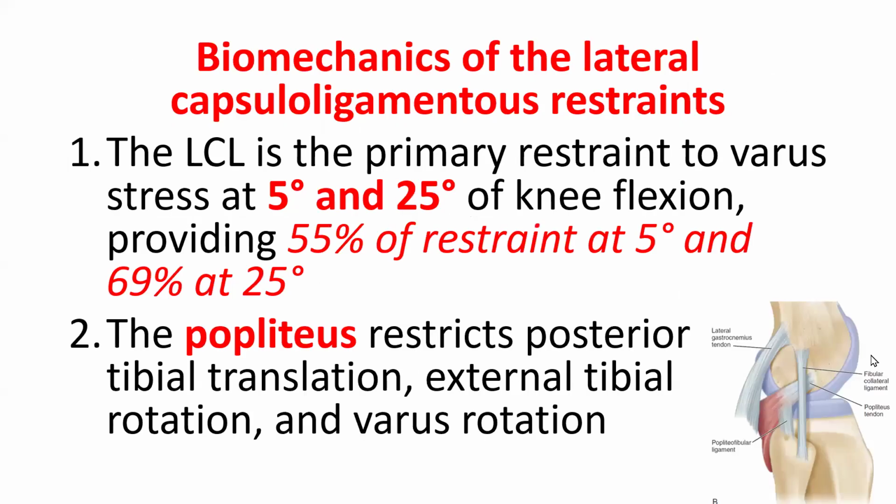The biomechanics of the lateral capsular ligaments. The lateral collateral ligament is the primary restraint to varus stress at 5 to 25 degrees of knee flexion, providing 55% of restraint at 5 degrees and 69% restraint at 25 degrees. The popliteus restricts posterior tibial translation, external tibial rotation, and varus rotation.